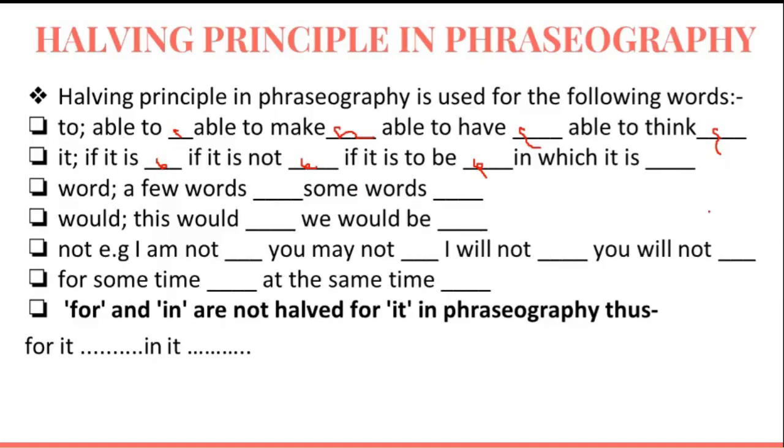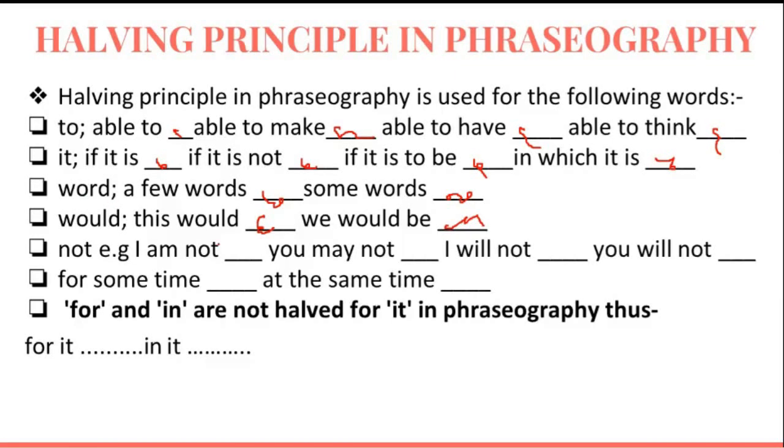In which it is, now which we have to halve, so we bring in, which half will come, it will touch the line. Which it is, half for it and a circle. For word, a few words, some words, some, way R hook and a circle half. For would, this would, this is written on the line, way half. For would, he would be, then way half and then be.